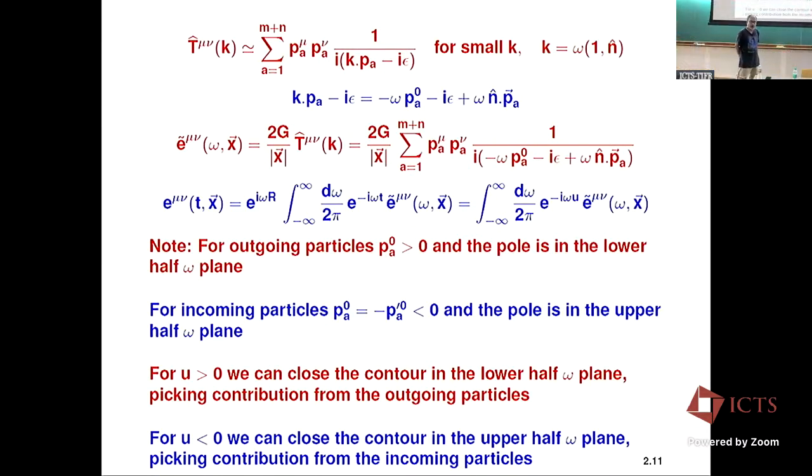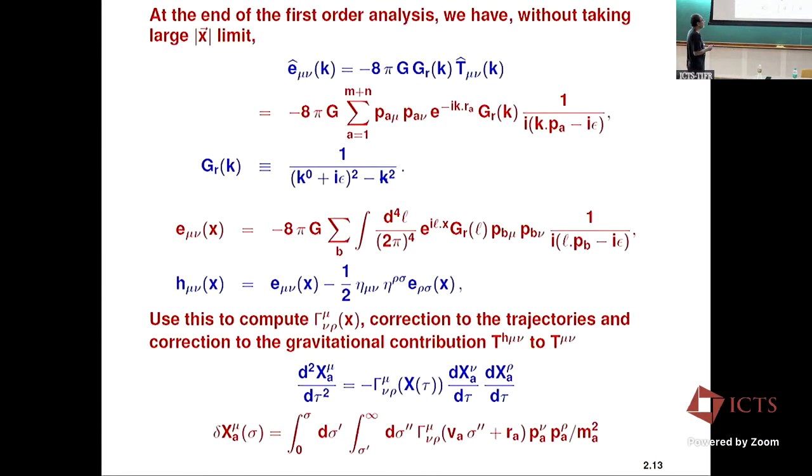The large R approximation has gone in when we relate the E at the detector to T hat. But as far as T hat is concerned, this is what we have at the end of our iteration. Right? No large R approximation has been made. So that's what we are using here. Okay. So this just reflects the fact that E is a retarded Green's function convoluted with T, the momentum space version of this, and now we are using the expression for T hat that we had just found.